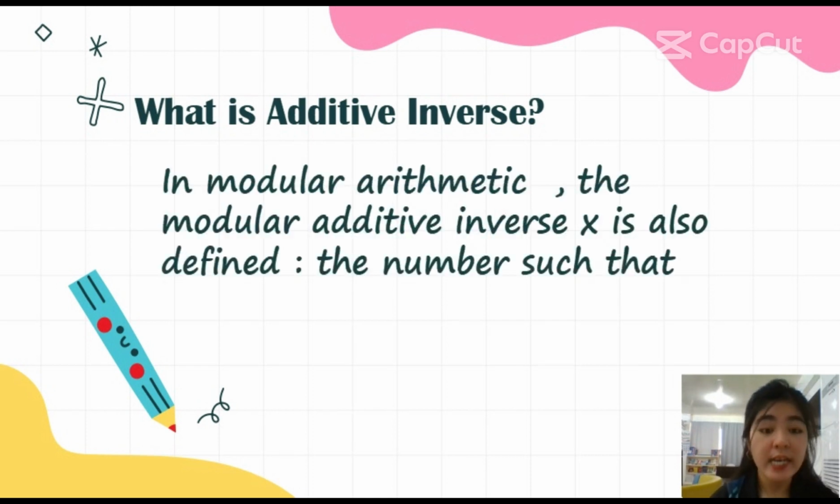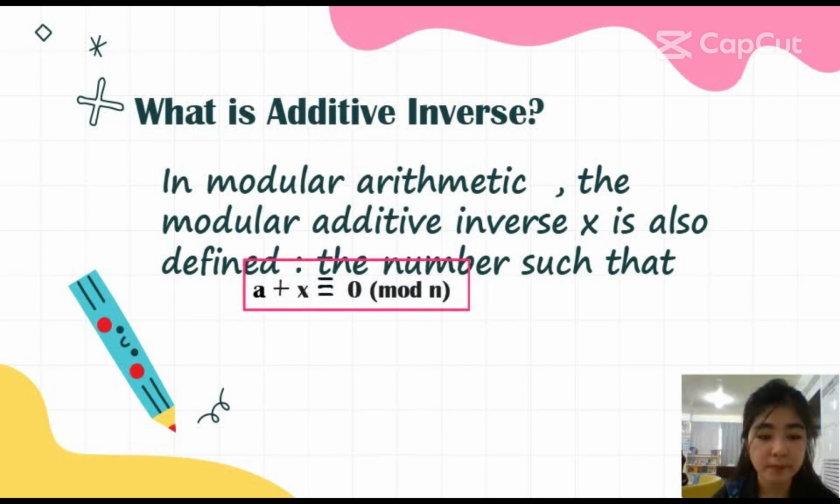So next is, in modular arithmetic, the modular additive inverse x is also defined as the number such that the formula is a plus x is congruent to 0 mod n. So in mathematics, the additive inverse of a number a is the number that when added to a, it sums up to 0. And kanang number is also known as the opposite, sign change, and negation. And the additive inverse of x is simply the number which when added to x yields the additive identity, and the additive identity is 0.